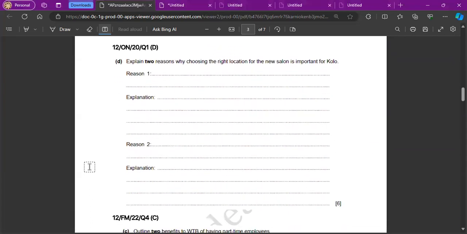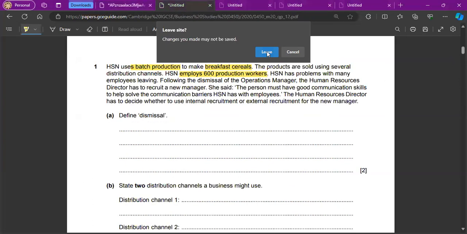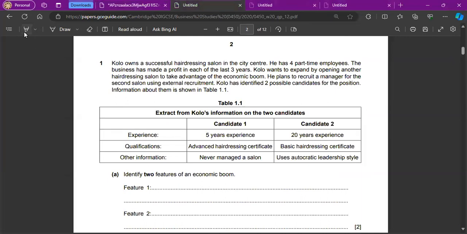Okay, explain two reasons why choosing the right location for the new salon is important for Colo. So let's read the extract. Colo owns a successful hairdressing salon in the city center. He has four part-time employees, and the business has made a profit in each of the last 3 years.